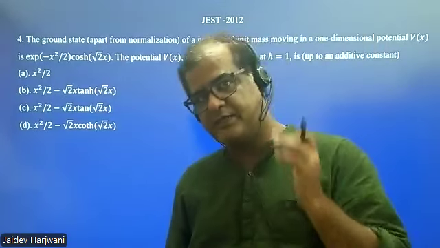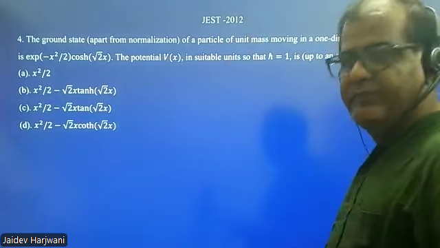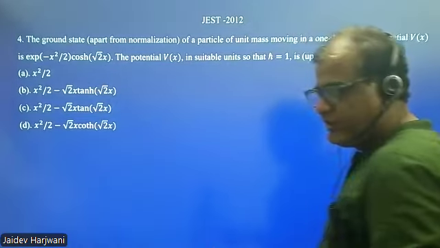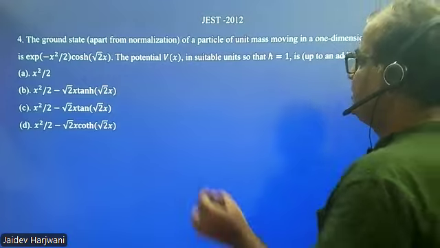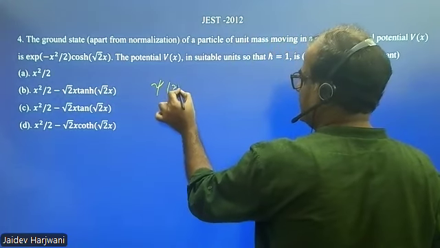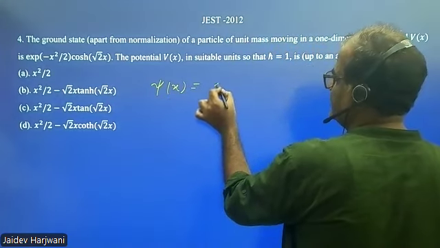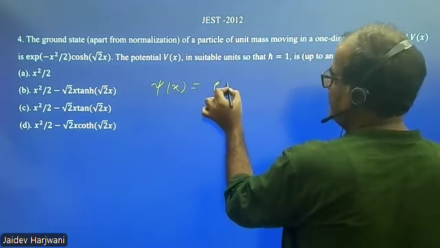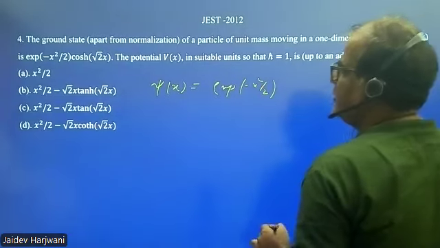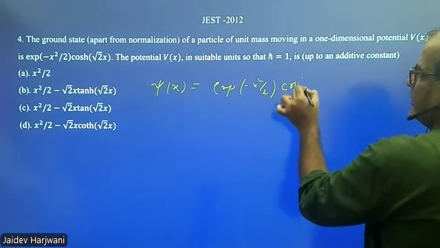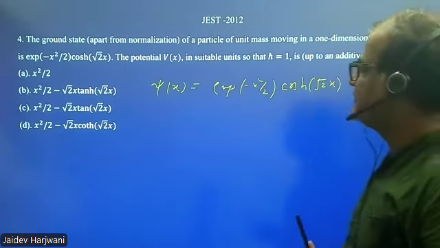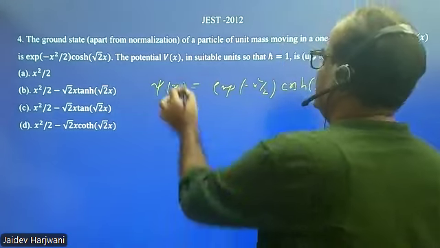Hello students, let us see this problem. This problem came in JEST 2012, and they say the ground state of a particle moving in a one-dimensional potential is given. So you have been given psi x is equal to exponential minus x square by 2, and then you have a cos hyperbolic root 2x. So this wave function is given, and now they're asking what is the potential.